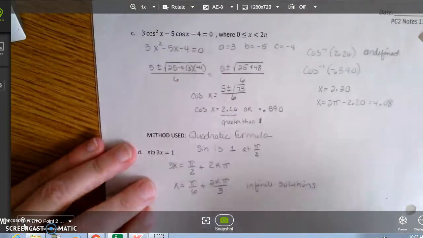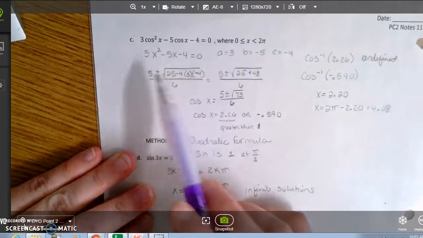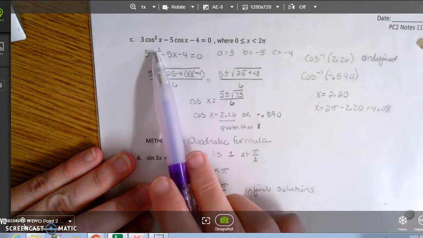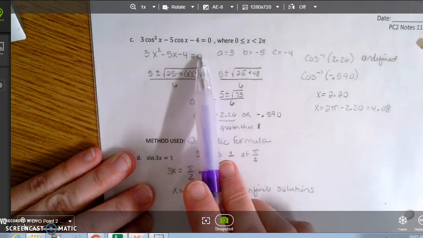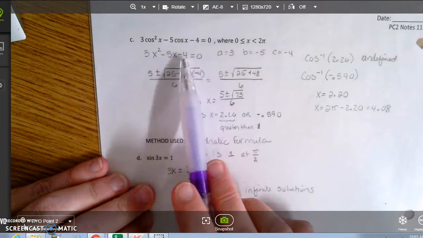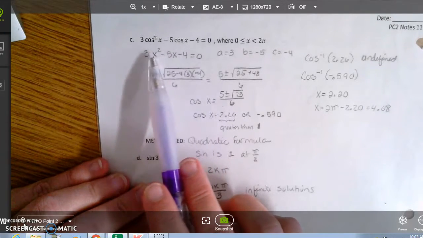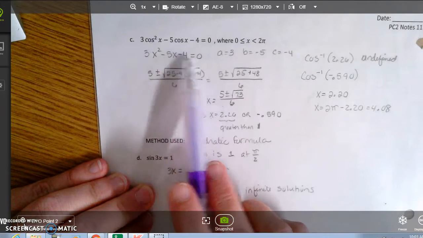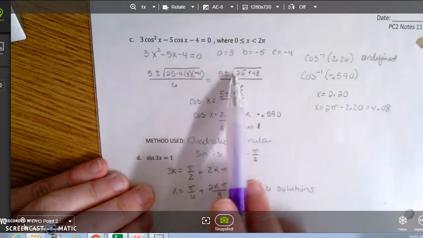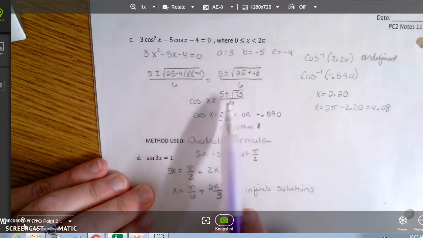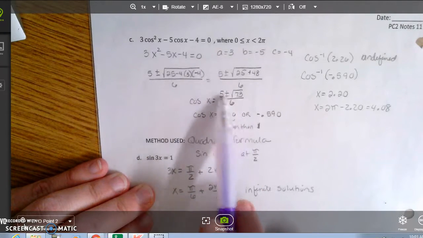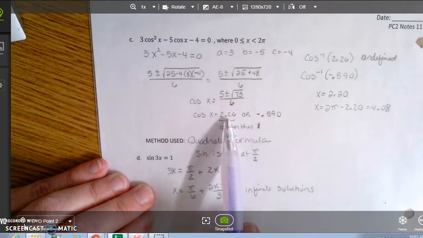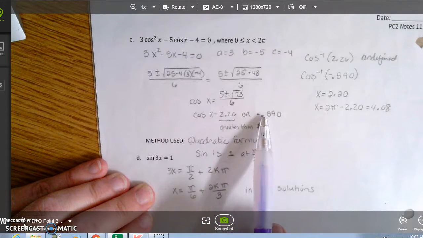All right, the problem on the back, let's look at the first one. It's a little bit more complicated. So if you'll notice here, I rewrote this problem as a quadratic problem. And I would try and factor it. 4 times 3 is 12, but there are no multiples of 12 that give me 5. So I have to do quadratic formula. Okay, and when I do quadratic formula and I plug this in, I get approximately 2.26 and negative 0.59.